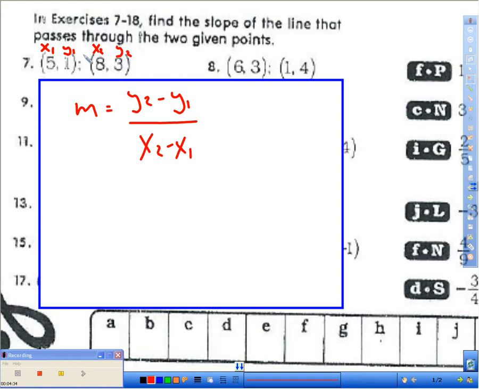So once we've established those, now we just need to substitute these values in for each of our variables. So instead of y sub 2 minus y sub 1, we're going to have 3 minus 1.